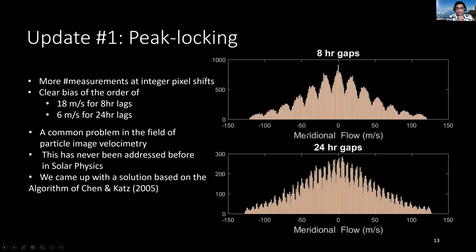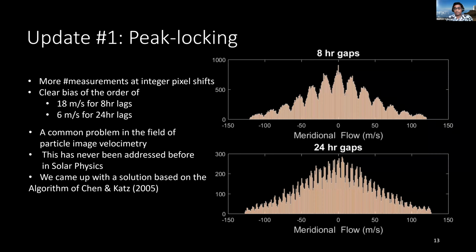This is called peak locking in the field of particle image velocimetry. Particle image velocimetry is where they study flows around airplanes and jets in wind tunnels by introducing luminescent particles in the air and tracking those particles. So they struggle with this effect as well.